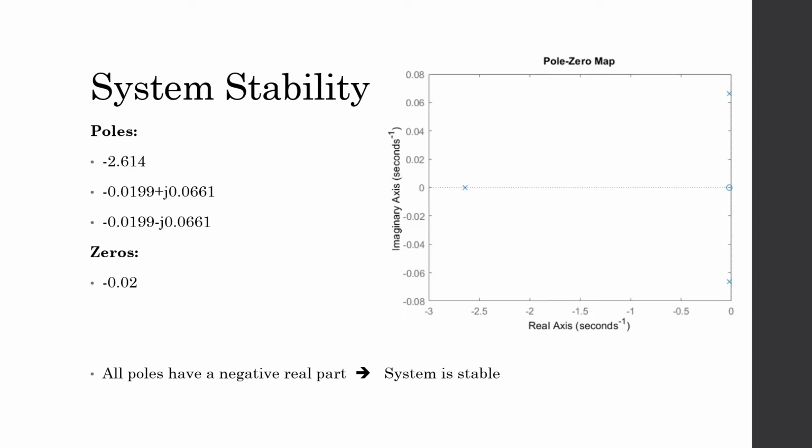In evaluating our system stability, we found 3 poles and 1 zero. On our pole zero map, we can see that all the poles have a negative real part. This indicates our system is stable.